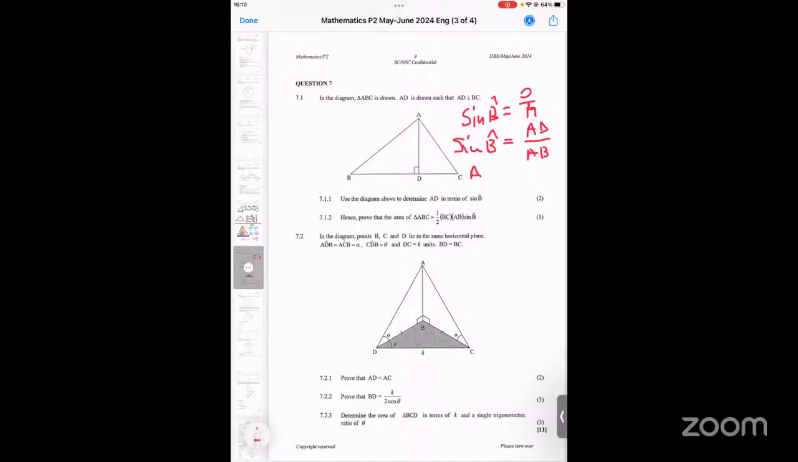Okay, I would definitely agree with you on that one. Then now they say, hence prove that the area of triangle ABC is equal to that, and that.